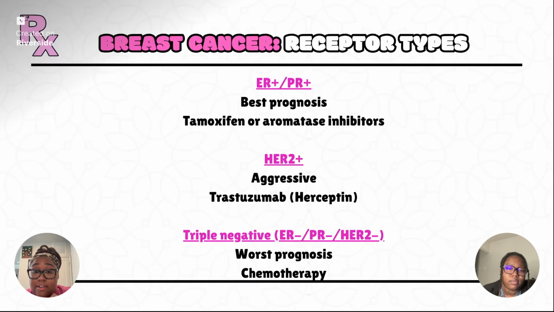And then the last one that we're going to go over is triple negative. That's ER negative, PR negative, HER2 negative. That is the worst prognosis type of breast cancer, and that warrants chemotherapy, unfortunately.